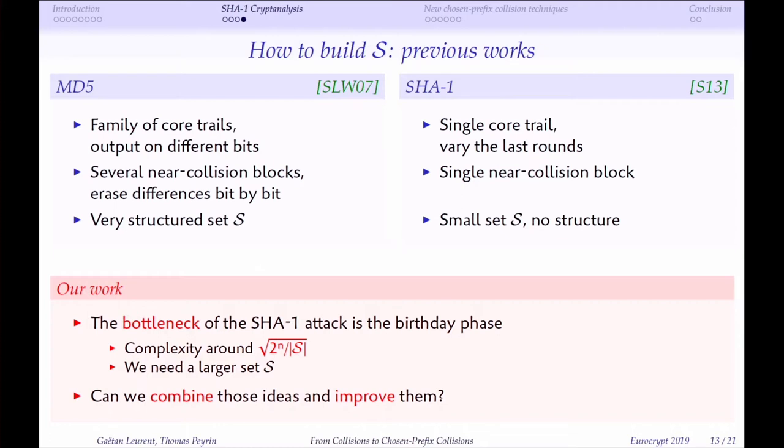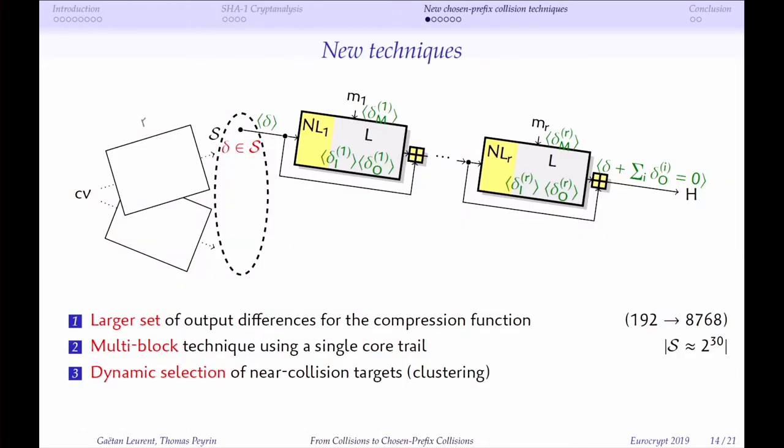For this, we basically try to combine the two approaches. Because we target SHA-1, we want to use a single core trail, because we don't have many good trails. But we want to use ideas with several blocks, because this allows us to get a bigger set. That's really the main idea here. So we introduce three little tricks. And when you combine all of them, you get something relatively nice.